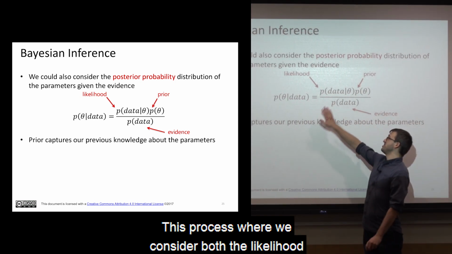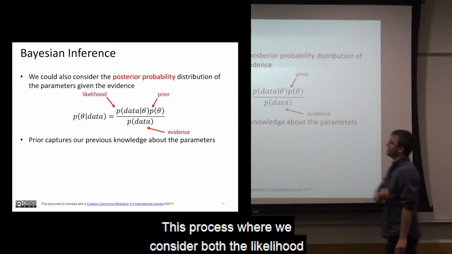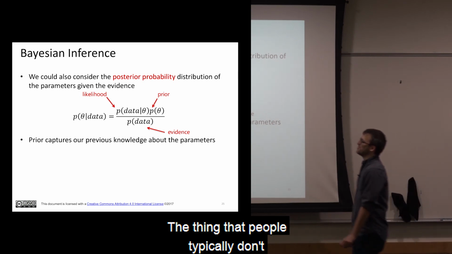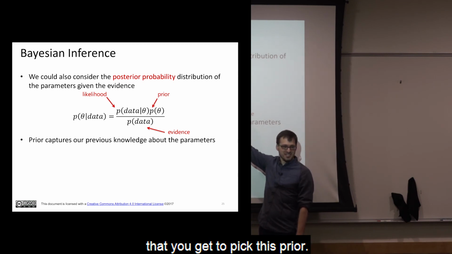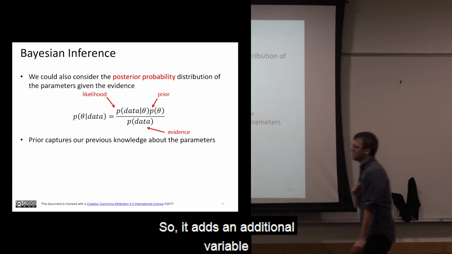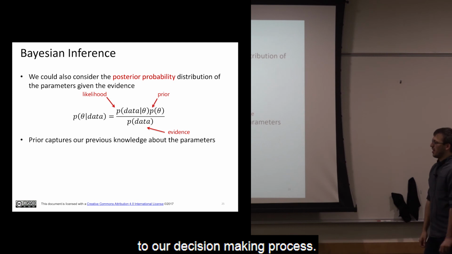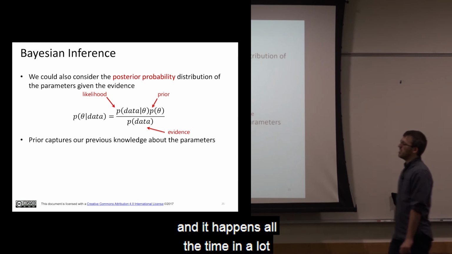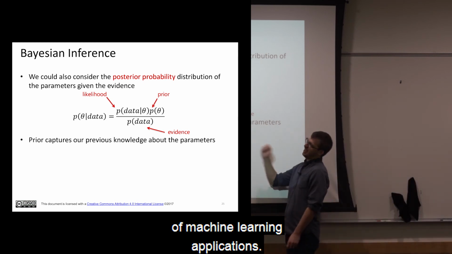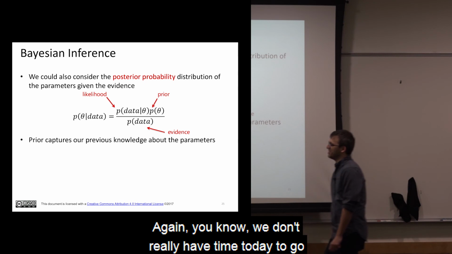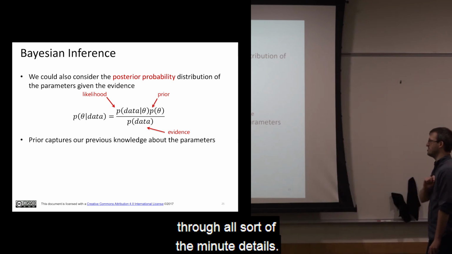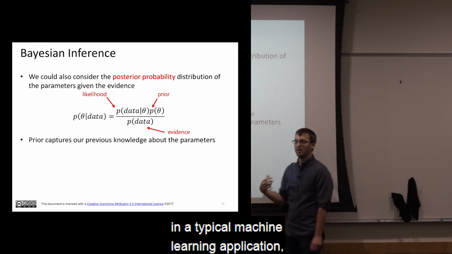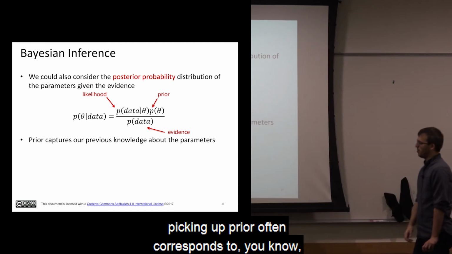This process, where we consider both the likelihood and some prior, is called Bayesian inference. The thing that people typically don't like about Bayesian inference is that you get to pick this prior, so it adds an additional variable to our decision-making process. It turns out that picking these priors is actually quite natural, and it happens all the time in a lot of machine learning applications. We don't have time today to go through all the minute details, but in a typical machine learning application, picking a prior often corresponds to picking a regularizer.